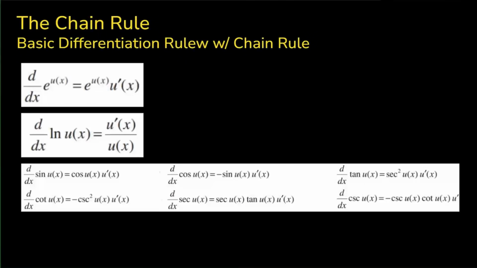Since we know the chain rule, all our basic differentiation rules will also include a chain rule version. For example, e to the x. Well, if it's e to the u, then the derivative is e to the u times u prime, or u prime e to the u. Natural log is going to be u prime over u.